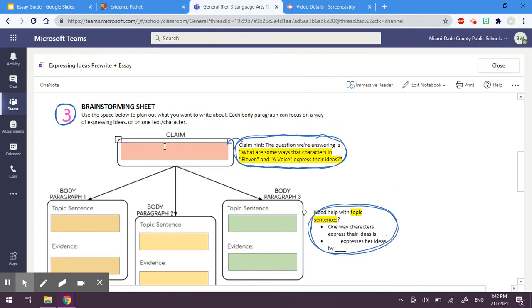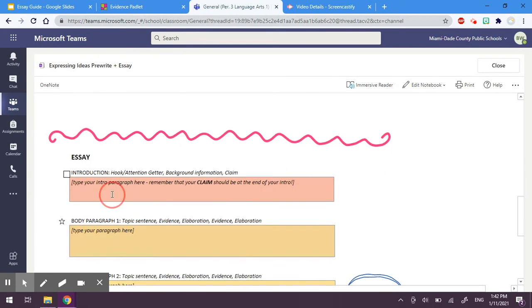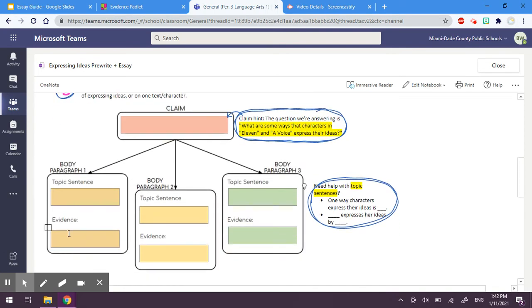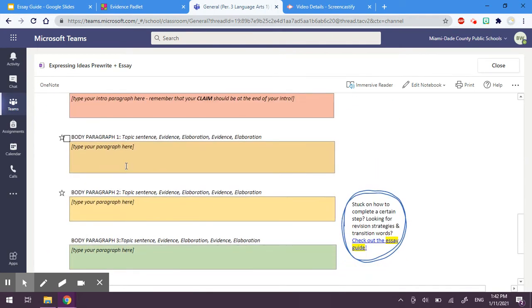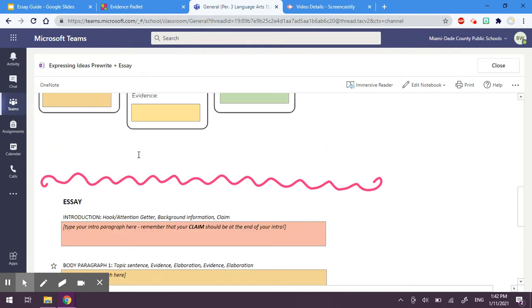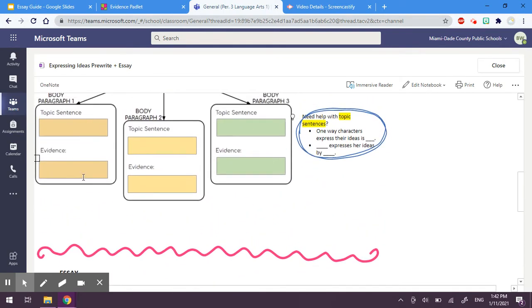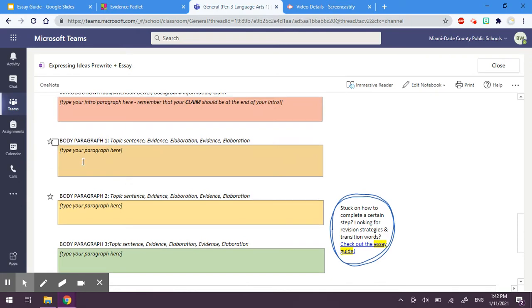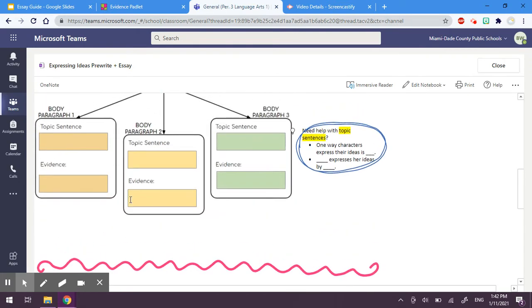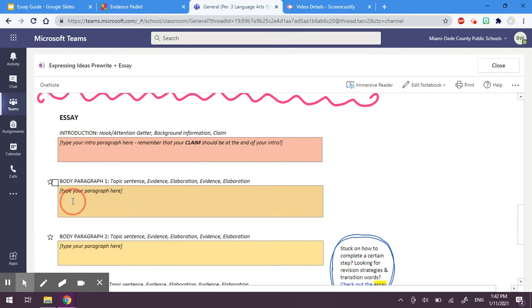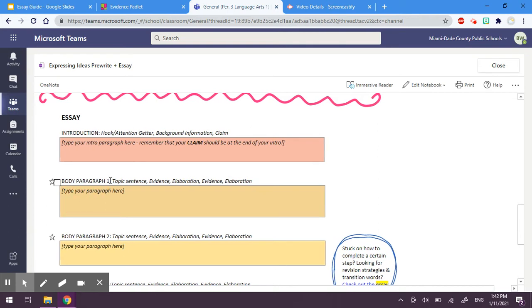Your claim, which you've written up here, is going to go at the bottom of your introduction. Your topic sentences and evidence for your body paragraphs can go at the start of each body paragraph. You can just copy and paste whatever you have into each of these categories. So take your topic sentence and your evidence right over and put it into this body paragraph. If it's easier for you, you can also move these steps of each paragraph into the body paragraph too. I know some folks it's a little bit easier to do that way.